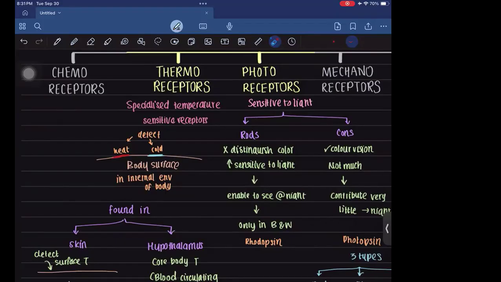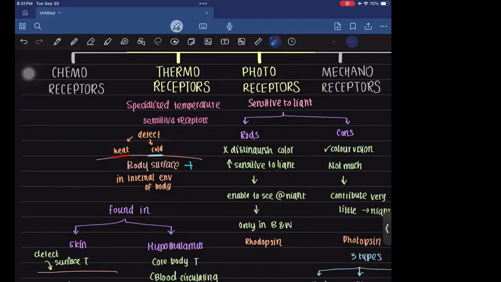Okay, so what are they going to do? Are they going to only detect the heat in your body? No, they will be detecting heat and cold on the body and also in the internal environment of the body. So remember, they will not only be detecting the heat or cold on the body surface but also in the internal environment. So you have to know that they will be detecting both the body's surface temperature as well as the internal body temperature, which means the temperature of your internal body fluids like the blood. So what are thermoreceptors? They are specialized temperature-sensitive receptors. They will be detecting heat as well as cold on the body surface as well as the internal environment of the body.